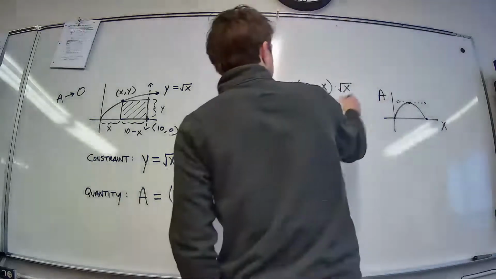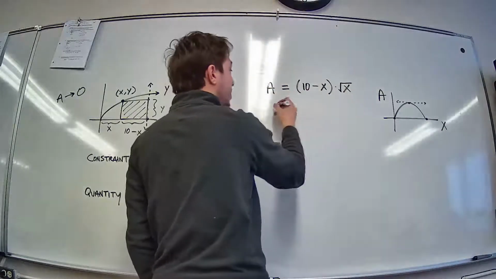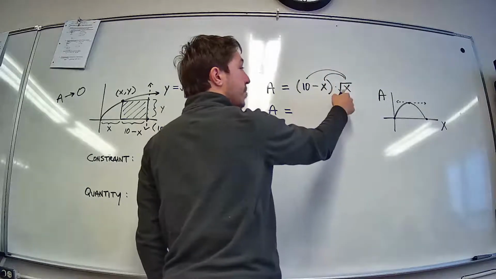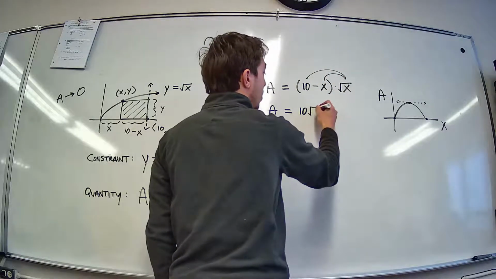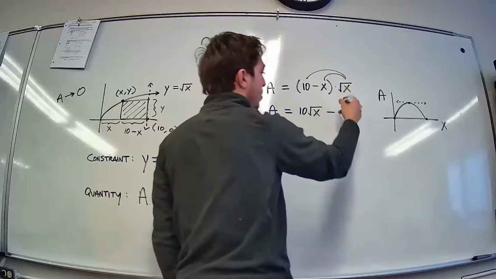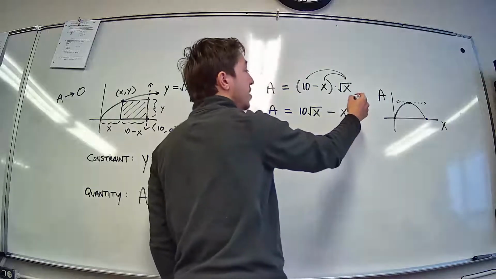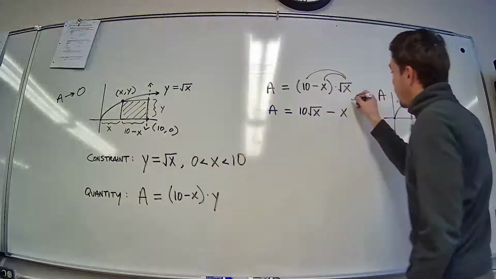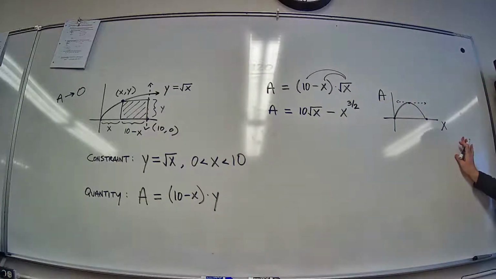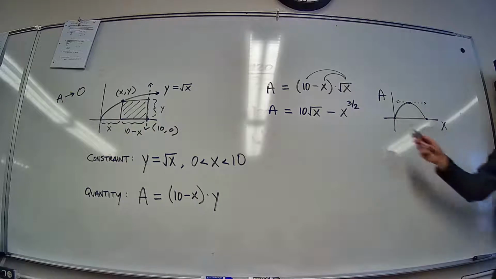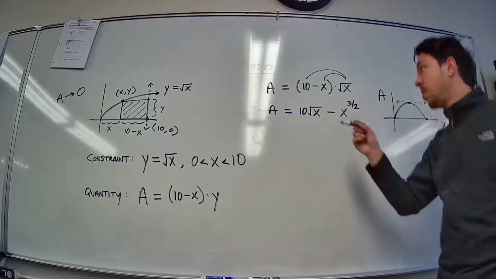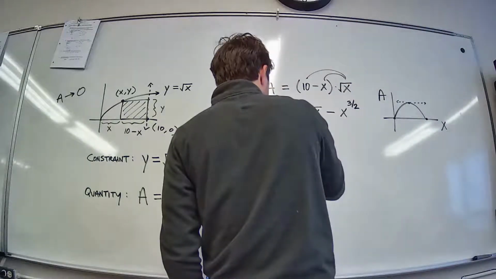To take the derivative of this, it's probably best to take one extra step and simplify it first. So 10 times root x. And then what do you guys think x times root x is? You could write it as x root x, but x to the 3 halves is going to be a lot easier to deal with. We all get why that is? Okay, so ready to take the derivative then.